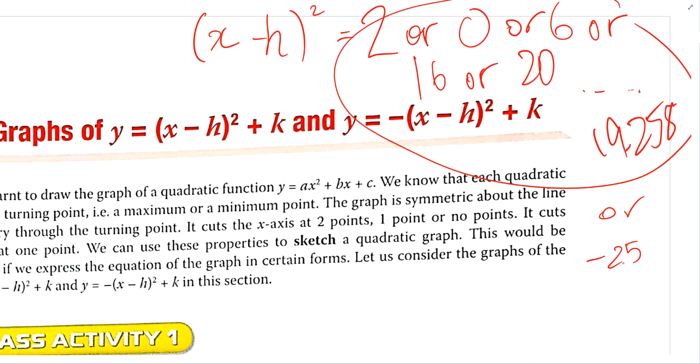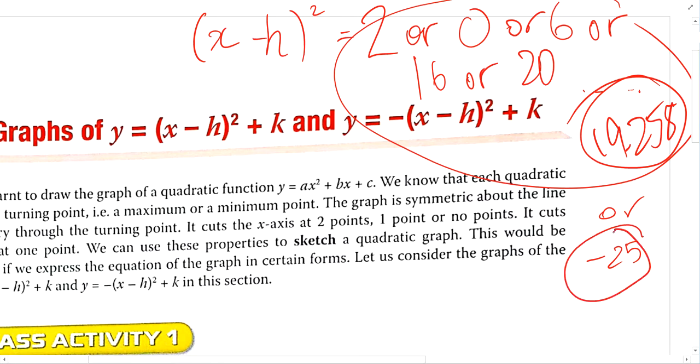Okay, so remember how I told you to check whether this is possible? Square root it, right? So can it be negative 25? What happens if you square root the negative 25 in your calculator? What are they trying to tell you? It's not possible for our syllabus.